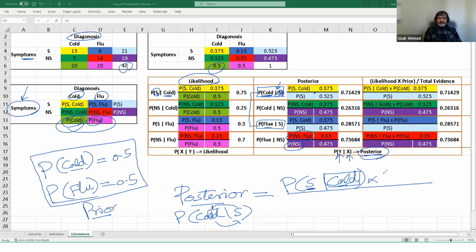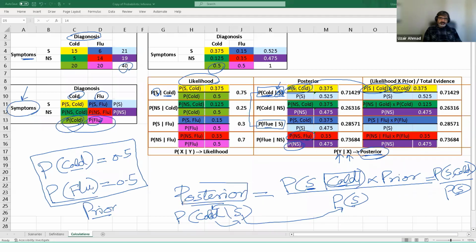Likelihood multiplied by prior is what? You know, we did that. My prior multiplied by likelihood is the joint probability of sneezing and cold, divided by the marginal of what? Marginal of sneezing. This is the information that we have, right? Marginal of sneezing. That means the posterior probability is equal to likelihood multiplied by prior.